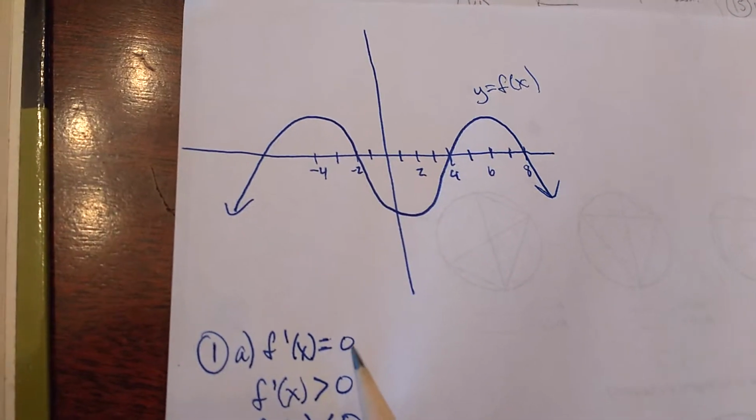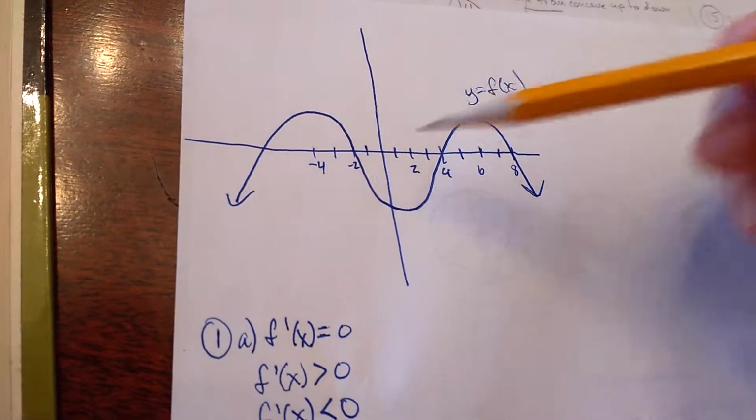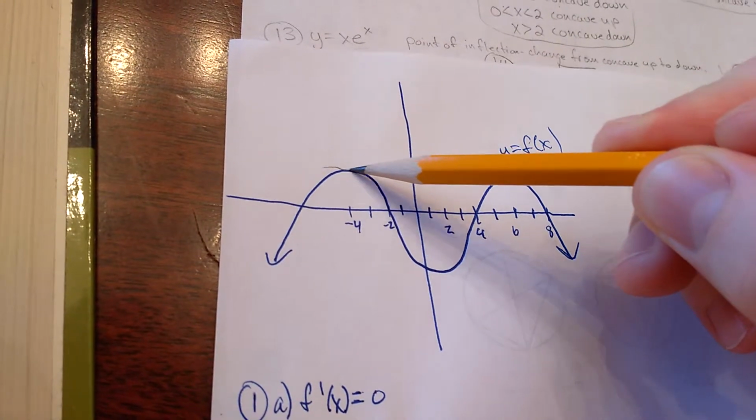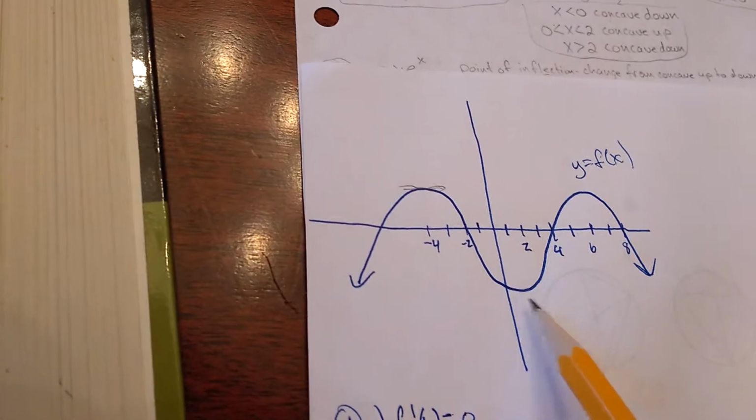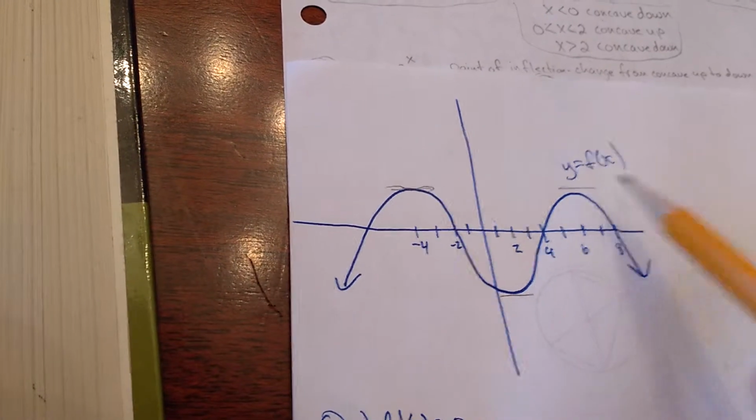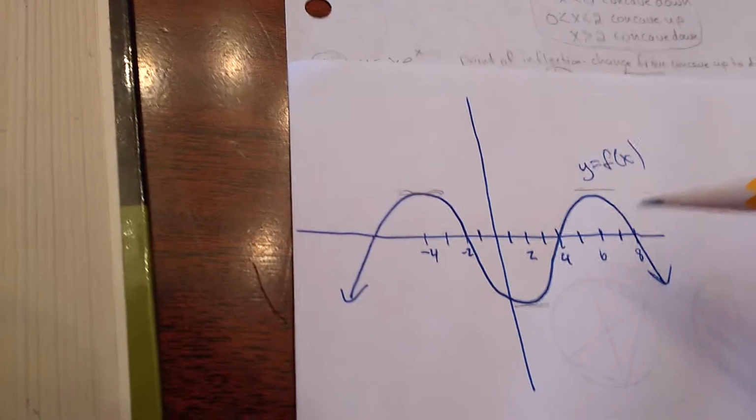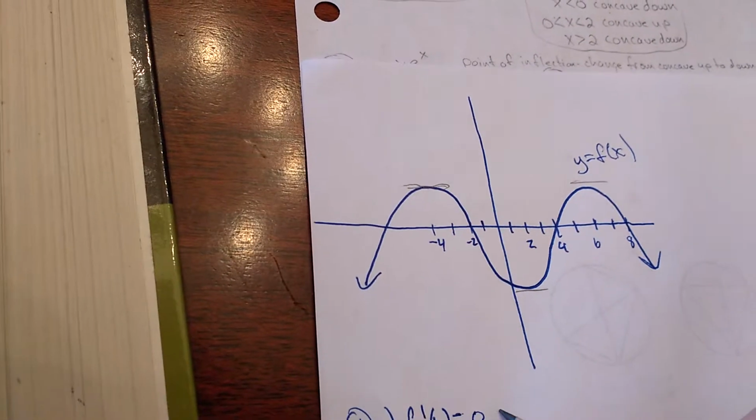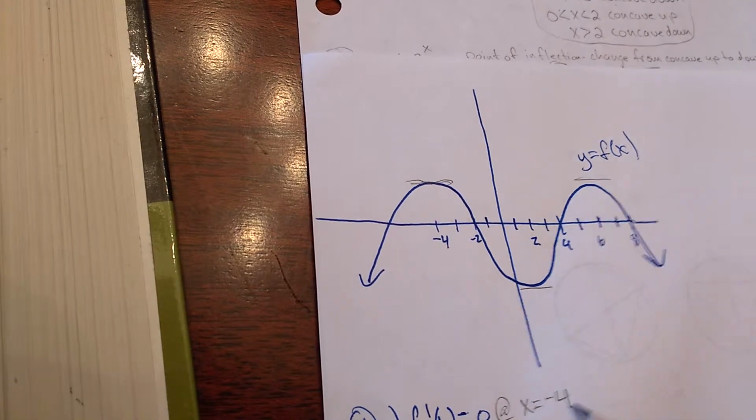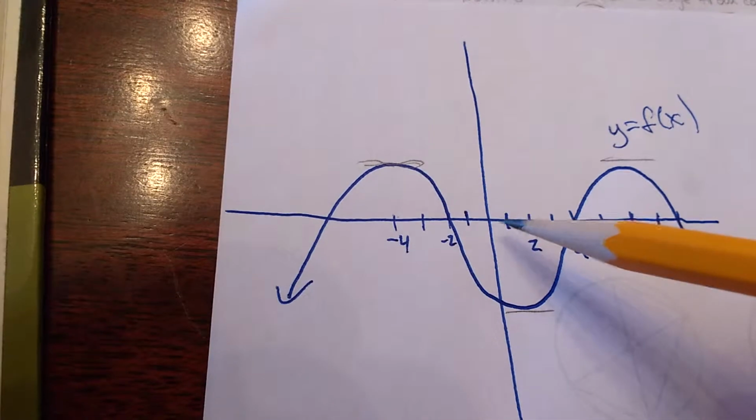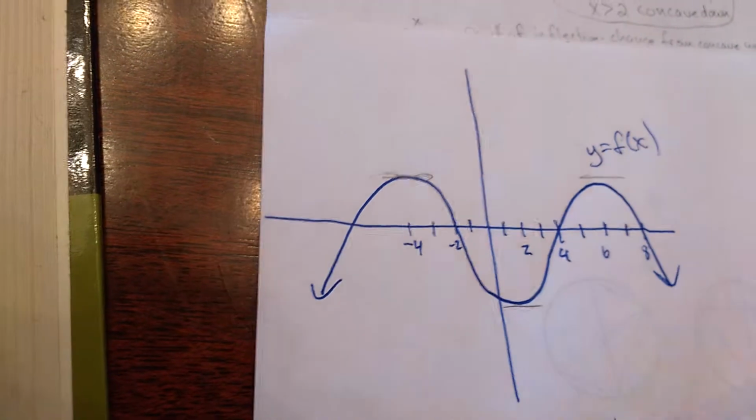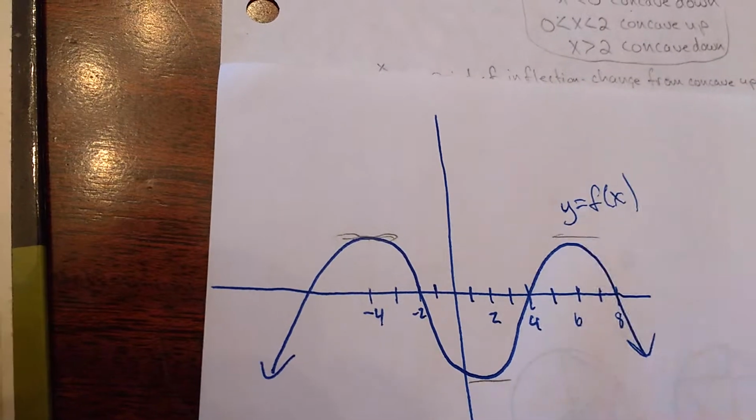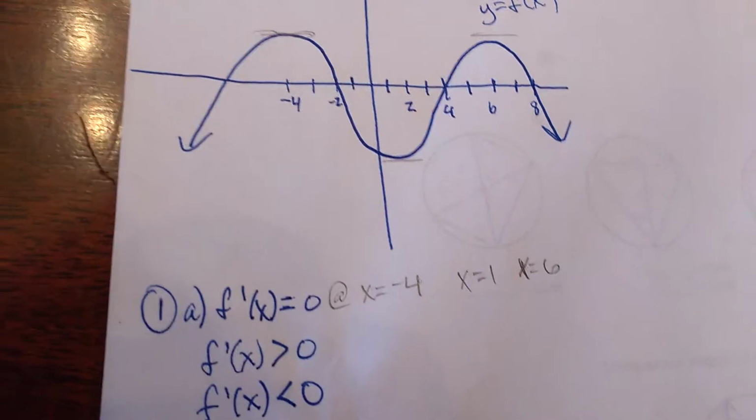So slope is 0. Where does that happen? Well, that's easy. When you're looking at the original, you're just literally looking for the flat spots where the slope is 0. There's flat, and there's flat. Those are all my spots where my tangent line would be flat, so that's where the slope is 0. So we would literally just write at x equals -4, at x equals 1, and at x equals 6. Those would be my 3 answers for when the slope is 0.